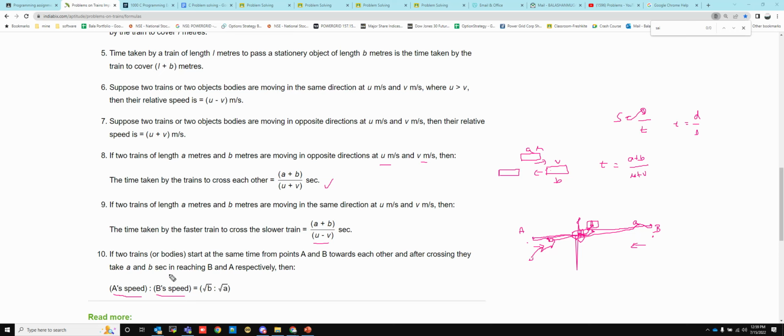Now, what is B? B is the time taken by the train started from A in reaching point A, right? From B, one train has started, and after crossing here, it takes B seconds to reach A. Okay, so A and B are the times taken by the trains to reach the points A and B after crossing. So this is the ratio which is true.